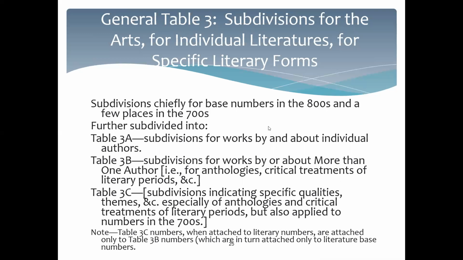And then 3C is one of those that's a little bit odd, but it's subdivisions indicating specific qualities, themes, etc., especially for anthologies and critical treatments of literary periods. So if you have something that's like 18th century something, then this might be a table that you would look at. So I would say, again, start with your base number and then work your way through the tables as you need to. But if you're working in the 700s or 800s, this is going to be one of the ones that you're going to look at.